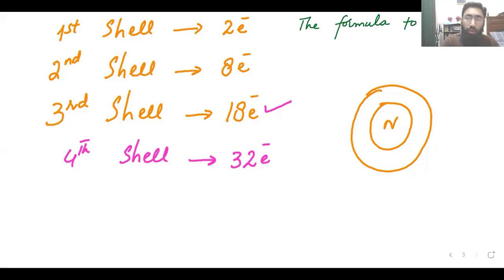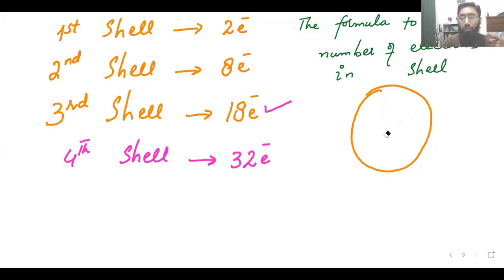The formula to calculate the number of electrons in a shell. This formula is a pretty simple formula. By using this formula, we can calculate the number of electrons in any shell. Means to say, we can calculate how many electrons the first shell can accommodate, how many the third shell can accommodate. Let's use this formula. The formula is 2n^2.